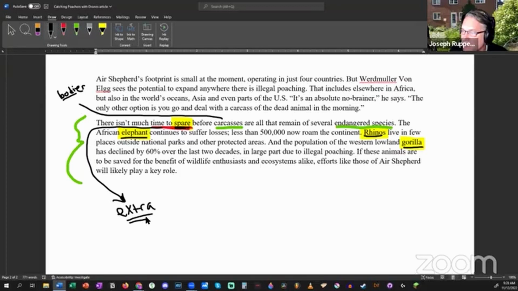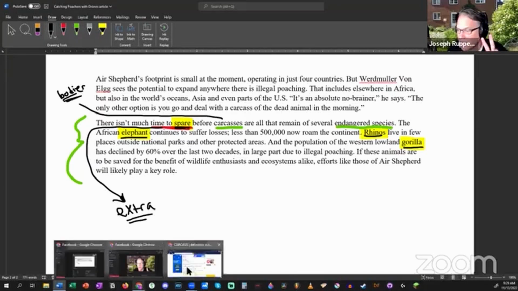So there isn't much time before carcasses are all that remain of several endangered species. Okay. So there isn't extra time before these endangered species, all we have are the bodies. So we're running out of time. We have limited time before all that remains of several endangered species are bodies.